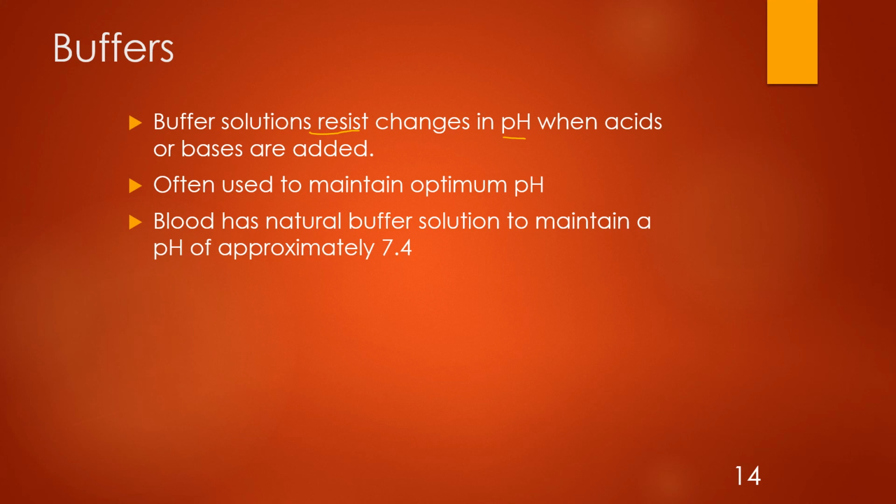Buffers are used to obtain optimum pH. And our blood actually has a natural buffer solution so that we can maintain a pH of approximately 7.4.